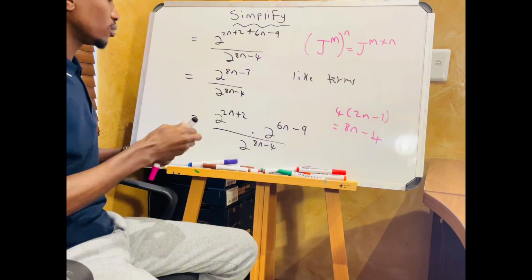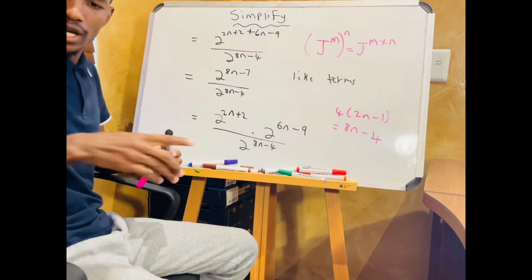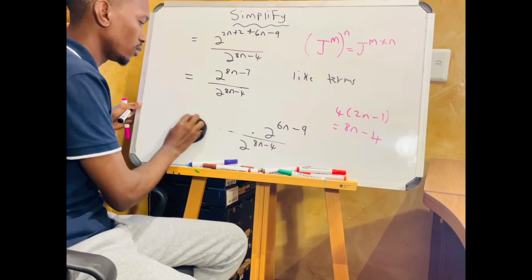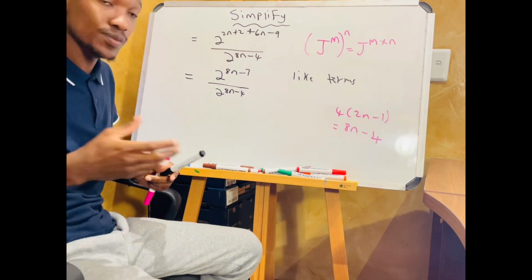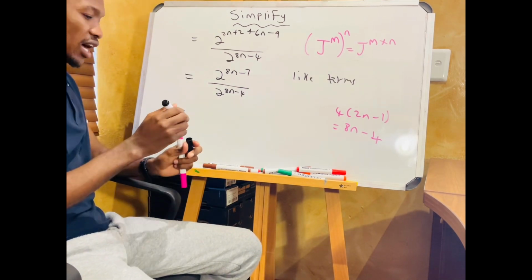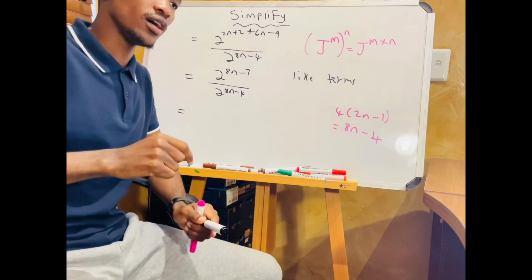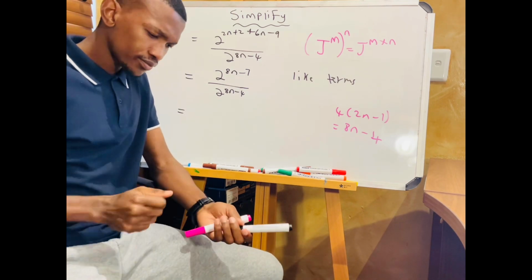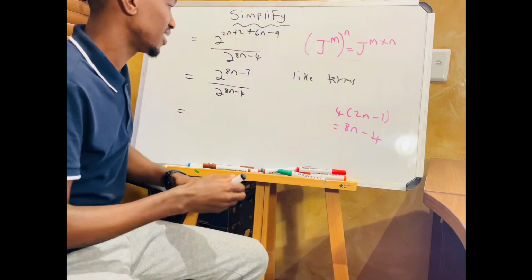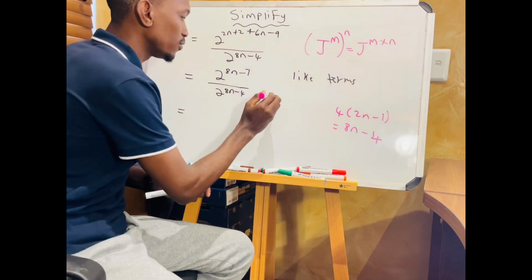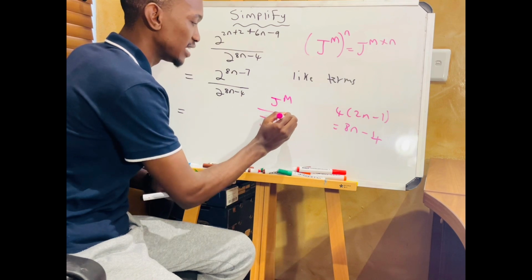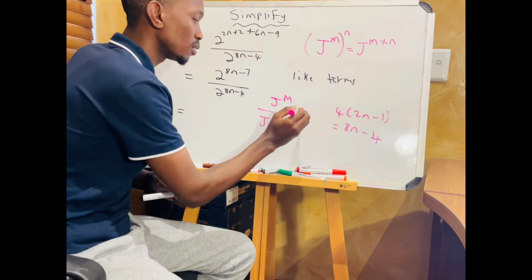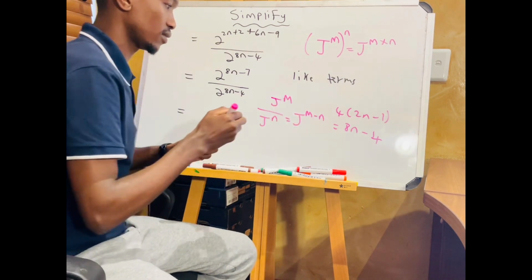Okay, so I can get rid of this one here for me to have enough space. Then from there I can apply another law of exponents of James. It says that if we have James to the power m, all divided by James to the power n, this is the same as James to the power m minus n.